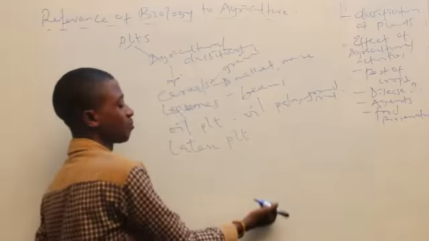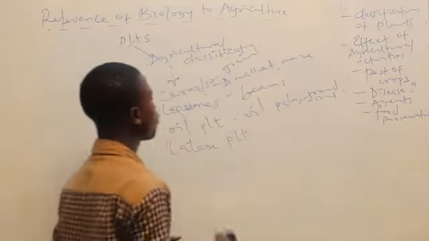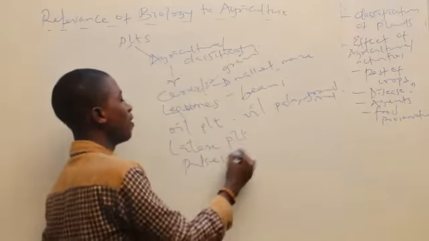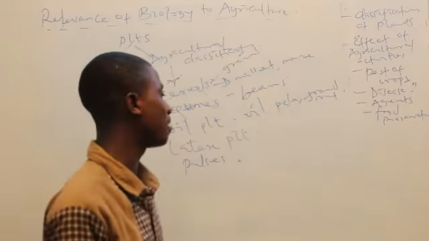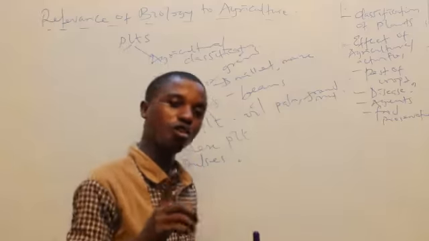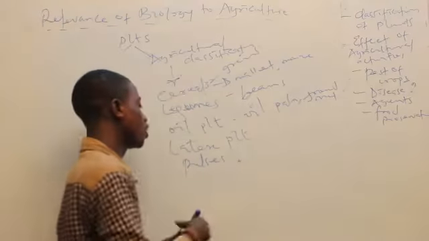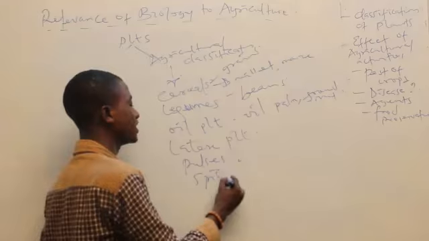So aside from latex plants, we have what we call our pulses. Now our pulses are what we call your tomato. Your tomato falls under pulses. However, they are also called spices, but this is their major group. So aside from pulses, we have what we call the spices.